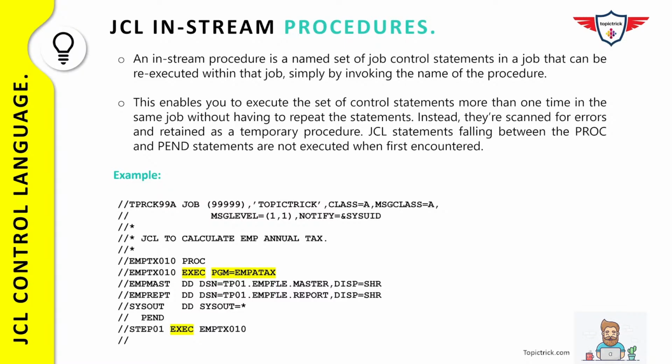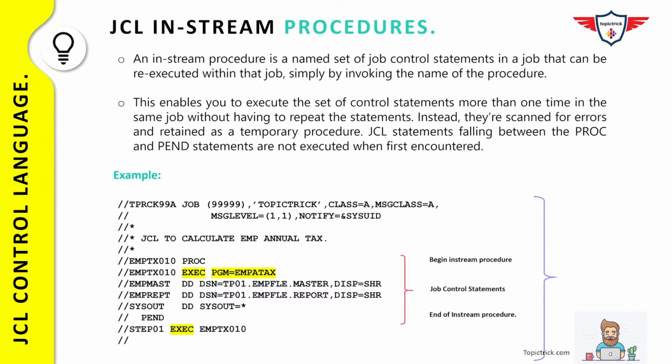So here's a sample JCL that includes an in-stream proc, and I will be invoking this in-stream proc within the JCL itself. Let me quickly walk you through this sample JCL. The first two lines are a job card, and we have discussed in our previous slides how to write a job card. The next three lines are a comment, and it is always recommended that you include a precise description of what this JCL is actually doing. In this case, I've included a short description that says JCL to calculate employee annual tax.